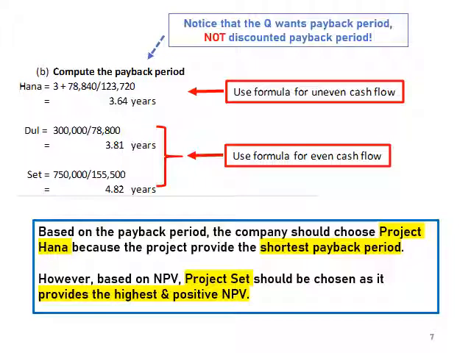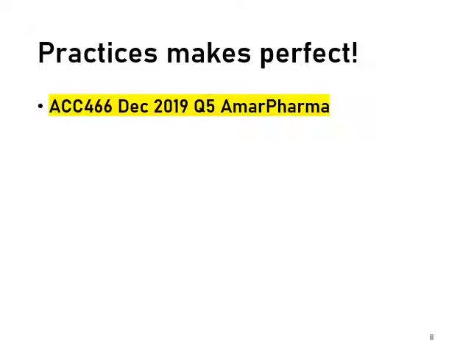So, based on the project payback period, the company should choose Project HANA sebab Project HANA bagi the shortest payback period. Because payback period ni adalah masa you balik modal, lebih baik you balik modal lebih awal daripada lebih lambat. Okay, tapi kalau kita based on NPV, you sepatutnya pilih Project SET sebab dia provide the highest NPV and also highest positive NPV. Okay, clear ya? So, this one I dah buat untuk you. Kita buat sama-sama dekat dalam ni. Untuk the next one, it will become your homework.